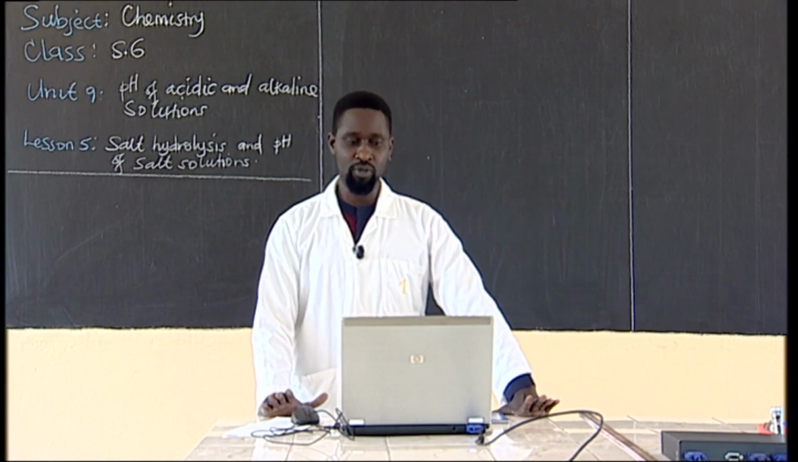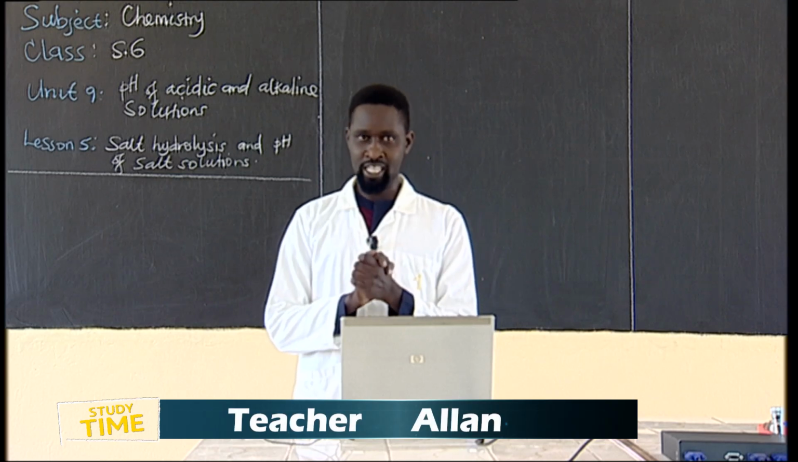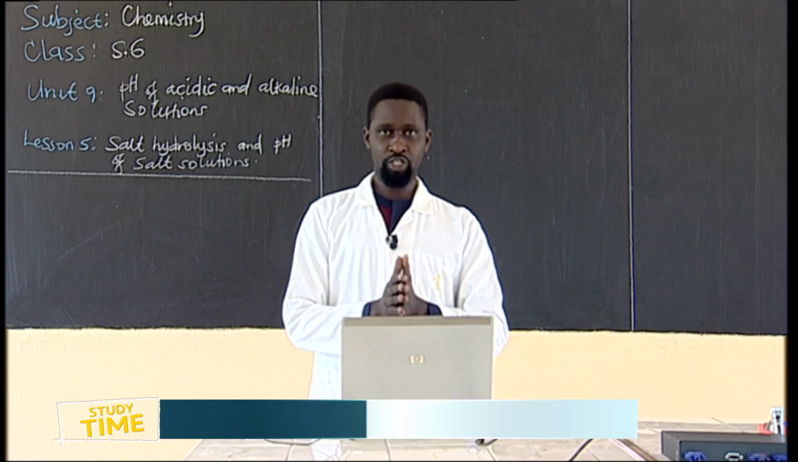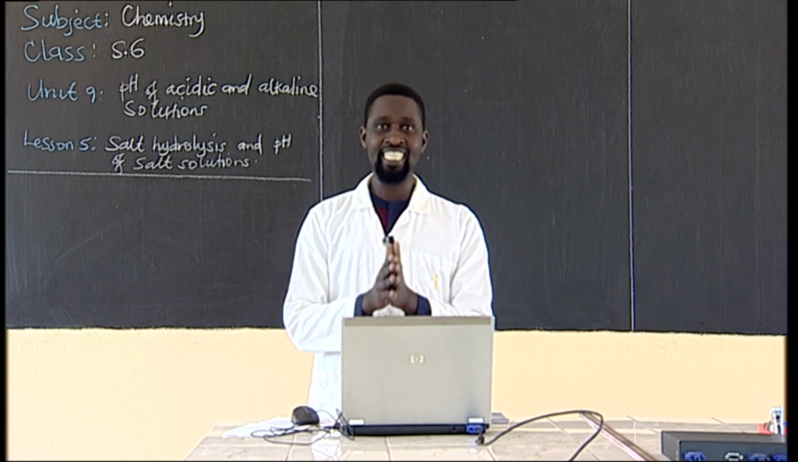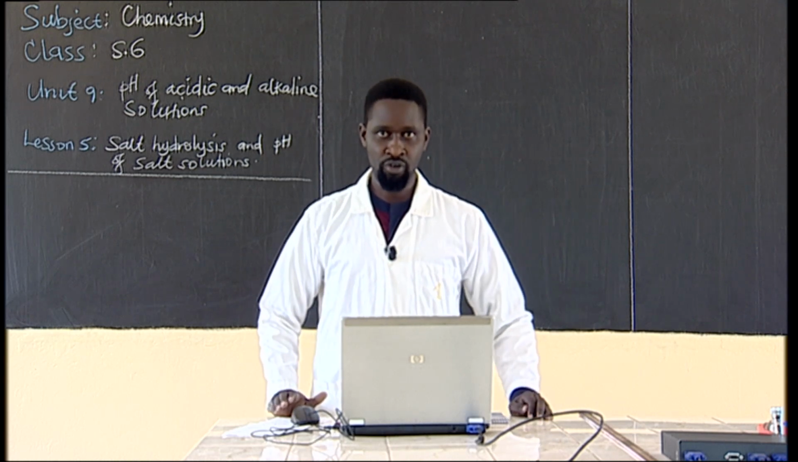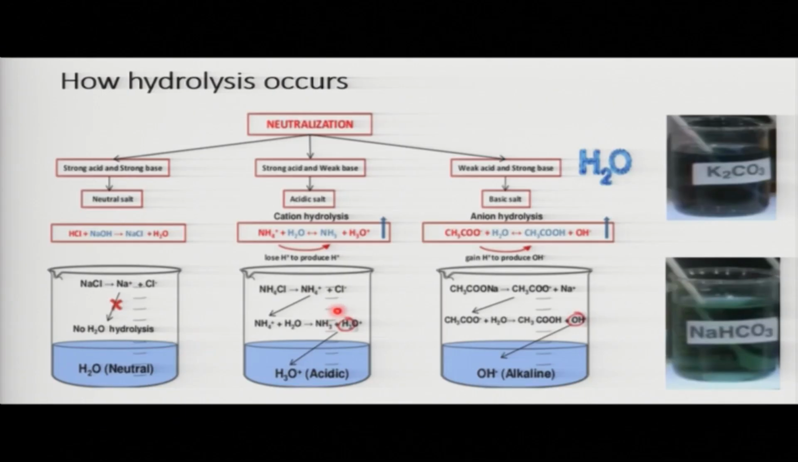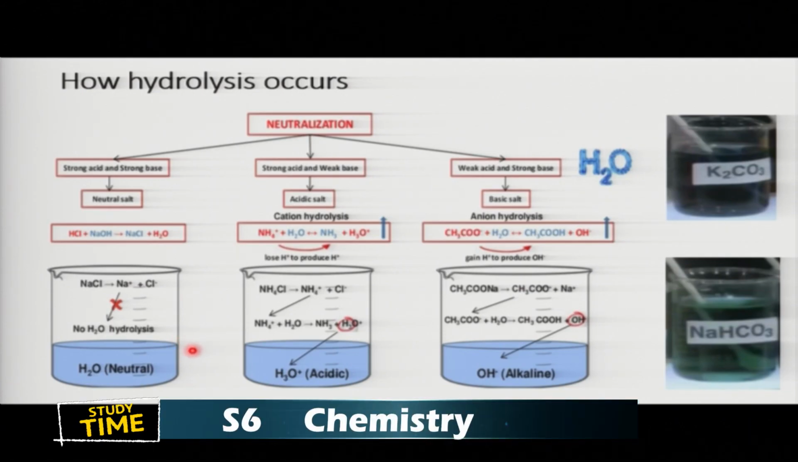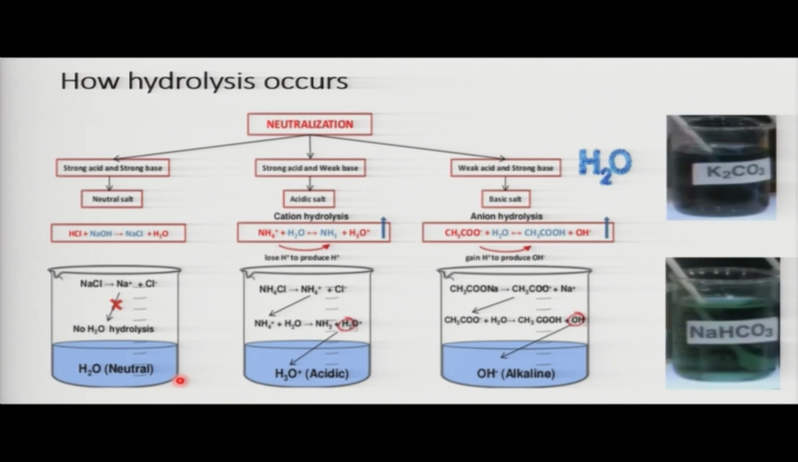Let's look at exactly what happens when hydrolysis occurs. What brings those different pH values, or what brings the change in the color in presence of universal indicator? Let's start with the neutral salt, for instance. This is sodium chloride. It does not undergo hydrolysis. It is the usual salt that we take. When you dissolve it in water, it simply dissolves.